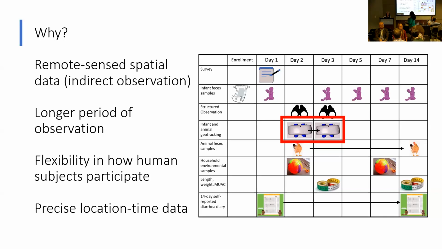So as a worker, there's a lot of advantages and disadvantages to these observation techniques. One of the reasons that we picked up geotrackers for our study was because it offered this opportunity for remote sensing of data, both spatial and temporal, basically indirect observation. And we could do it for a longer period of time, right? It didn't have to be dependent upon the time of our enumerators being in the home, or the convenience of our participant schedules. It gave our human subjects a lot of flexibility in how they participate and share information with us. And from a spatial standpoint, the information is very location specific.